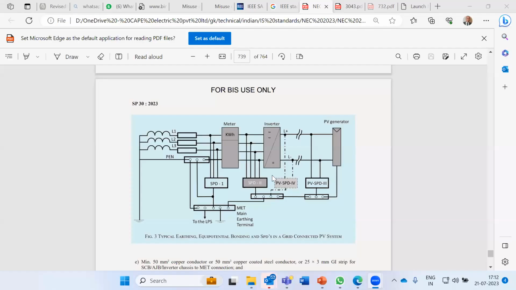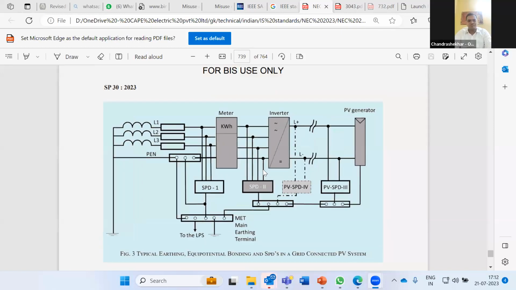So this is the picture. Sorry, my internet connection is not very stable. That's okay, sir. So this is the picture. You can see here on the PV generator, PV SPD, there is a bus bar. The bus bar is connected near to the inverter. There is one more bus bar which is connected to the MET of the building, and the MET is connected to the earth electrode, depending whether you are going to have TT, TN-CS, whatever. So this is how it is. Yes, you can find the picture in NEC.